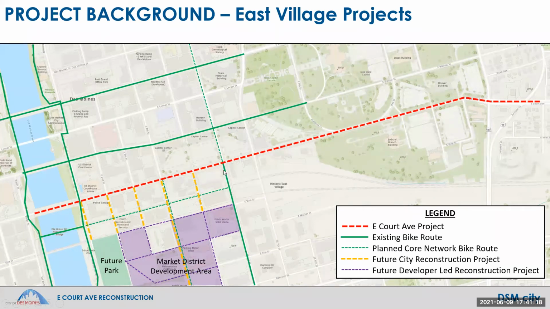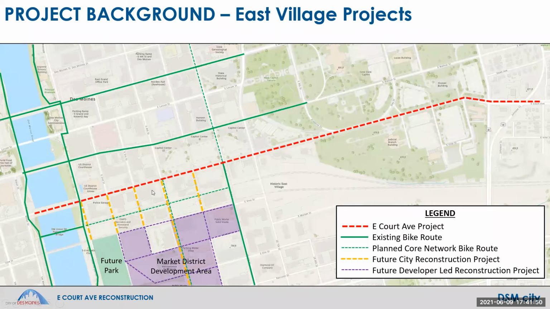There are also some planned bike networks, the core network here continuing on East 6th to the north, East 4th through this new market district, which I'll touch on in a second, as well as a planned pedestrian corridor in the future through the market district. So East Court provides a lot of connectivity here through downtown. It connects that east side to all these different facilities.